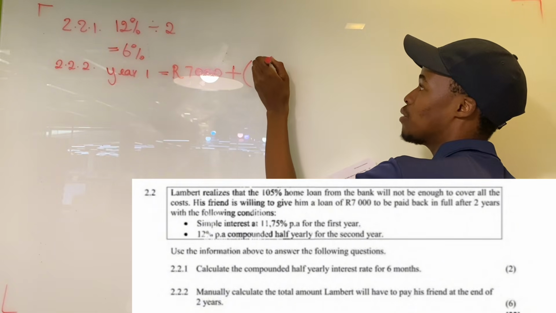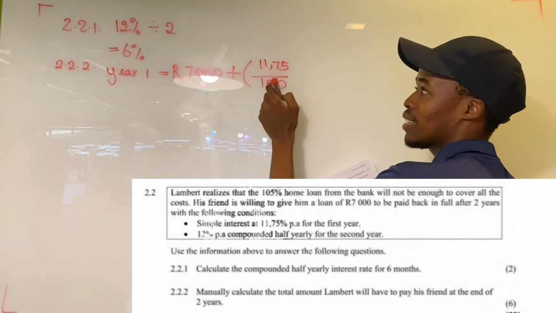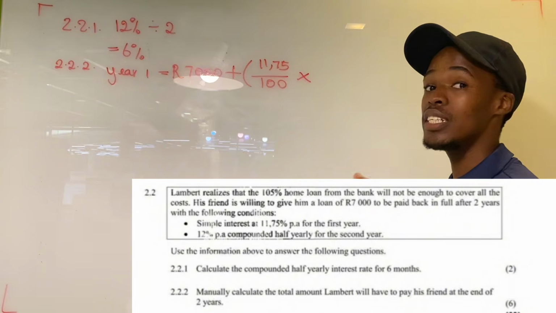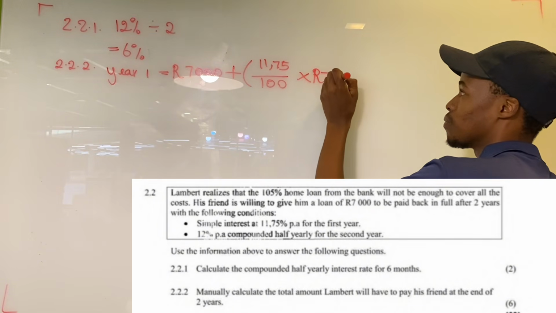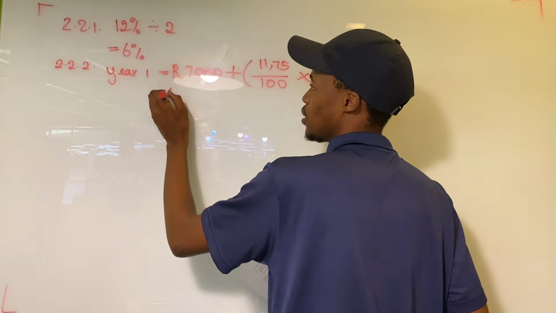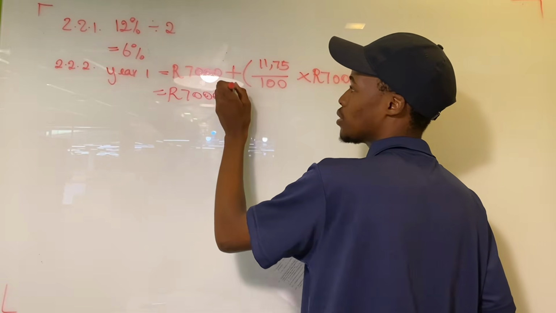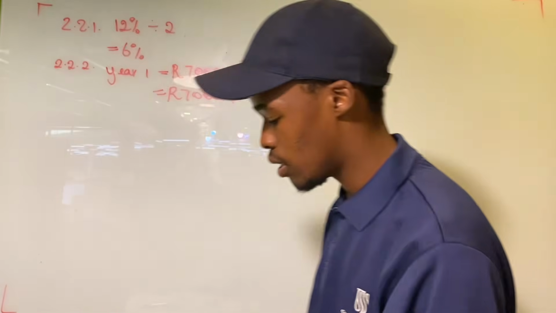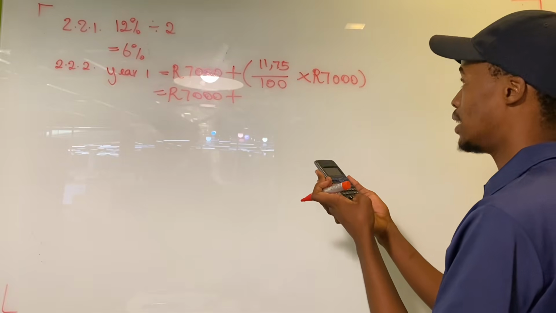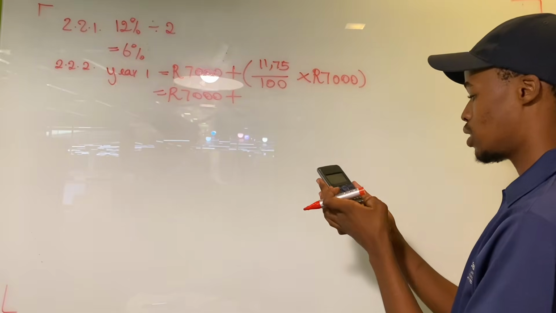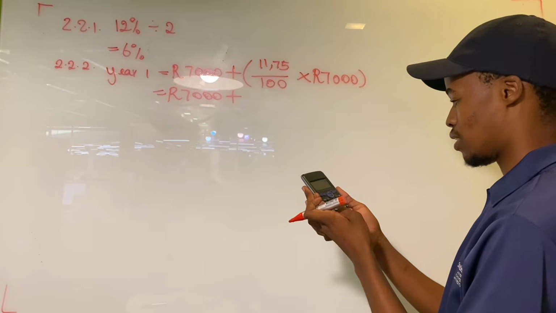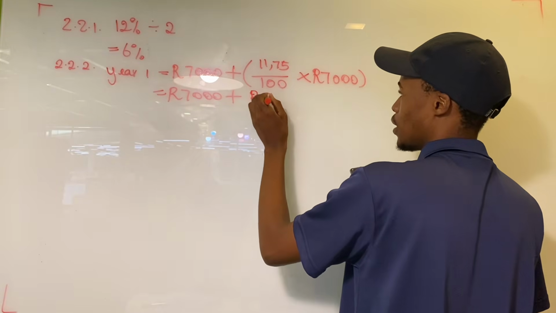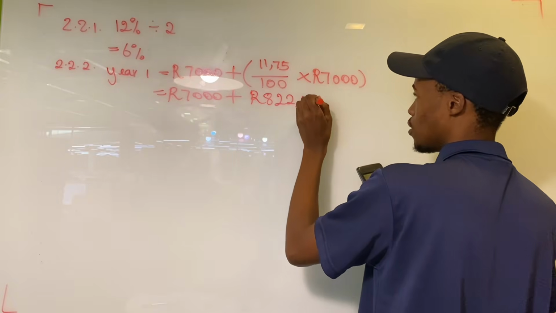So here we say 11.75 over 100, which is the same as 11.75%. Multiply by how much did he borrow? He borrowed 7,000. So it's going to be 7,000, which is the amount he borrowed, plus here we're calculating the interest that he has to pay back with the money. Just going to click that on the calculator and say 11.75 divided by 100 multiplied by 7,000. So how much interest does he have to pay by the end of the first year? He has to pay an interest of 822 rands 50 cents.